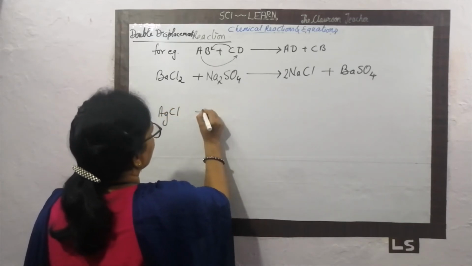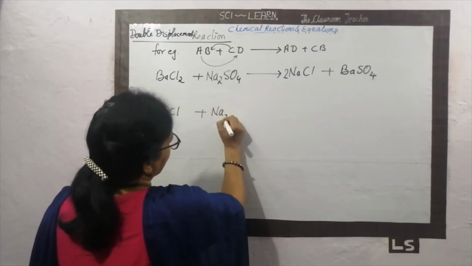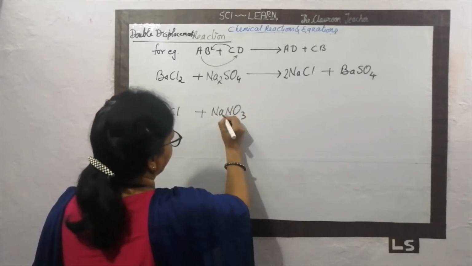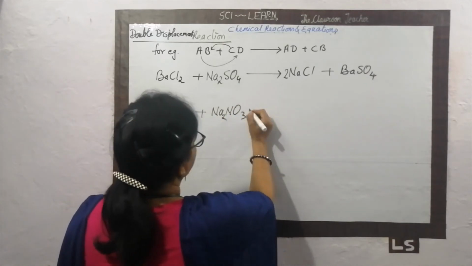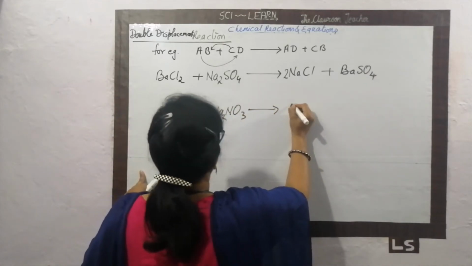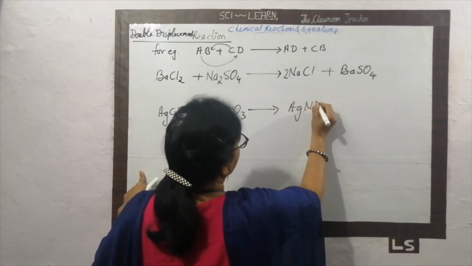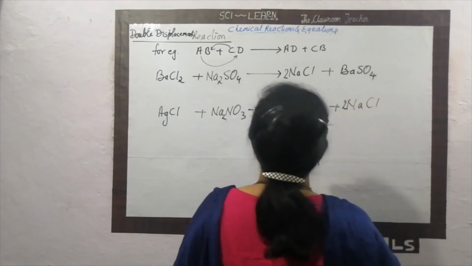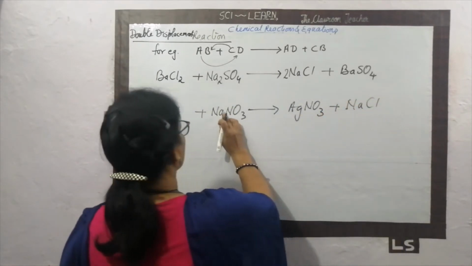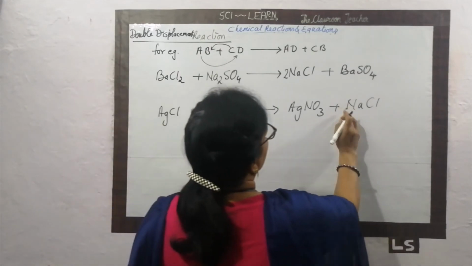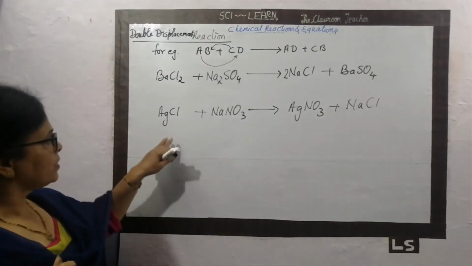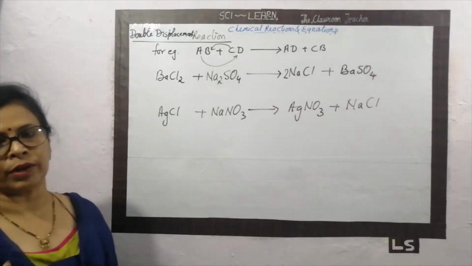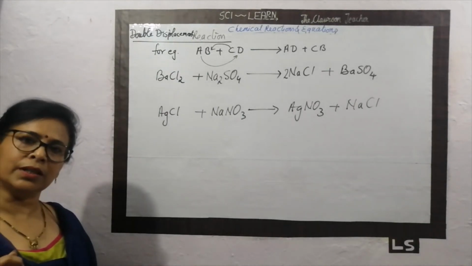Silver chloride combines with sodium nitrate. What happens? Silver nitrate and sodium chloride are formed. So this is also a double displacement reaction.